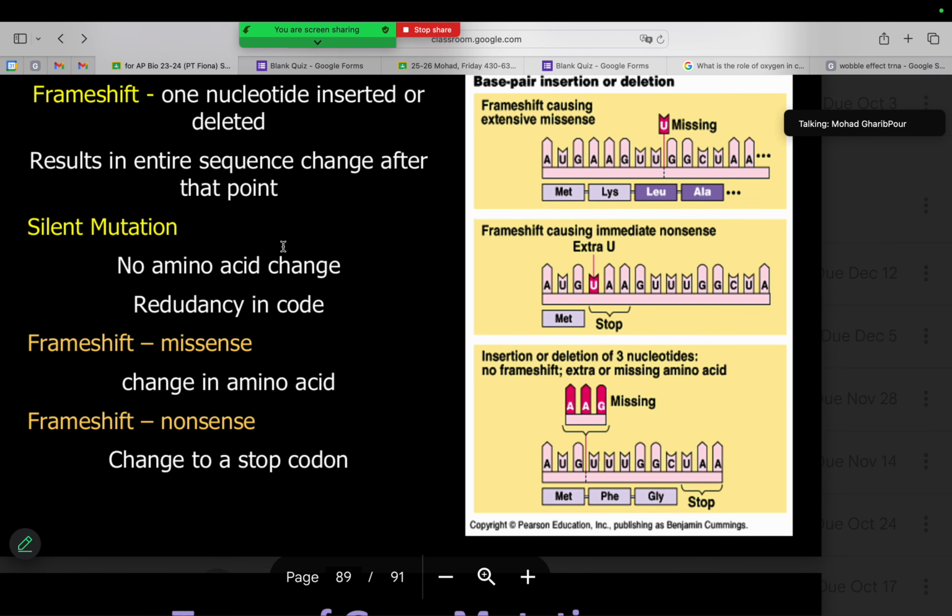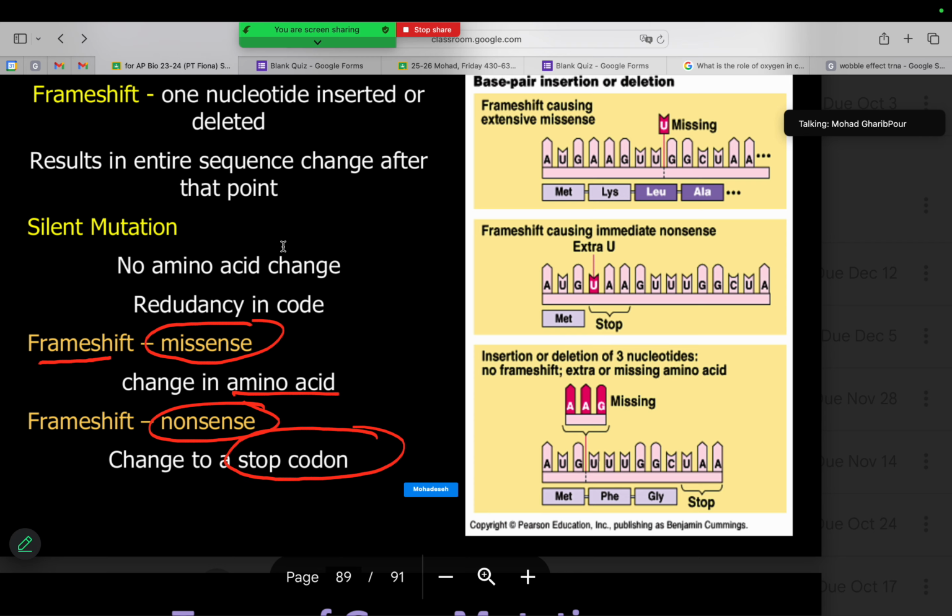Okay, if we have a frame shift, we have two types. Either missense, which changes amino acids, or nonsense, which introduces an early stop codon. So in this case, this frame shift has caused an early stop codon. The stop codon may have been down here initially, but now we've introduced an early stop codon. So that's called a nonsense mutation.